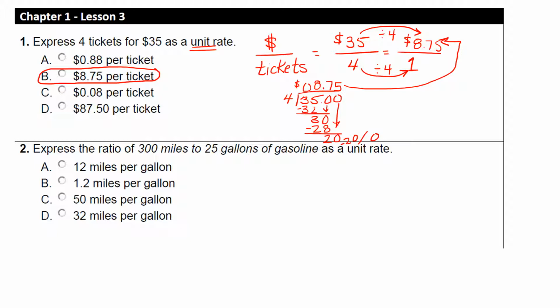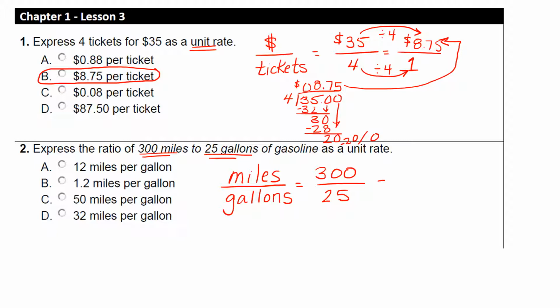Express the ratio of 300 miles to 25 gallons of gasoline as a unit rate. So we're going to compare miles to gallons. We are given the rate 300 miles to 25 gallons. So I'm going to write 300 on the top and 25 on the bottom. Now they want this as a unit rate. So we want to know how far you can go on just 1 gallon.